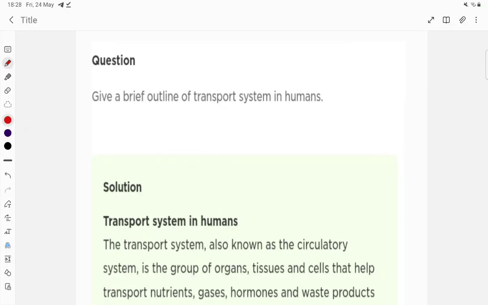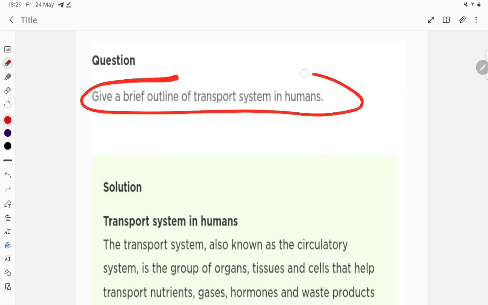Hello student, let's try to understand a problem. Give a brief outline of the transport system in human, student.